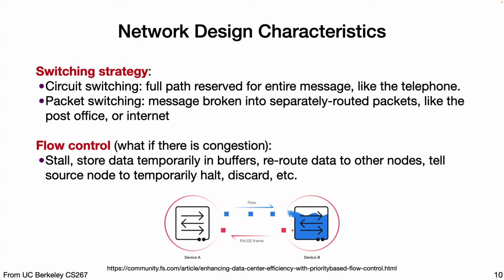Another one is flow control, which is: if you have congestion, like if multiple people are trying to send to the same thing, what do you do? You can wait, you can store the data temporarily, you can reroute the data to other places, you can ask the source node to wait, you can throw away the data, not ideal, but you can ask the source to send it again. That is called flow control. These are also networking algorithms.